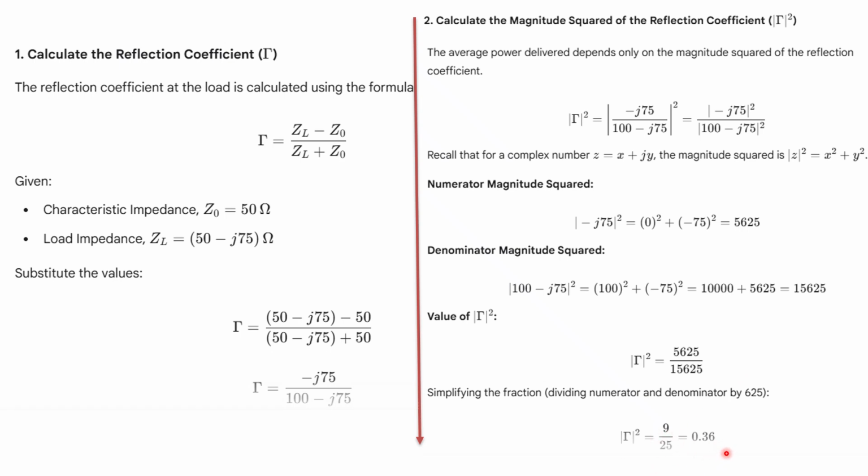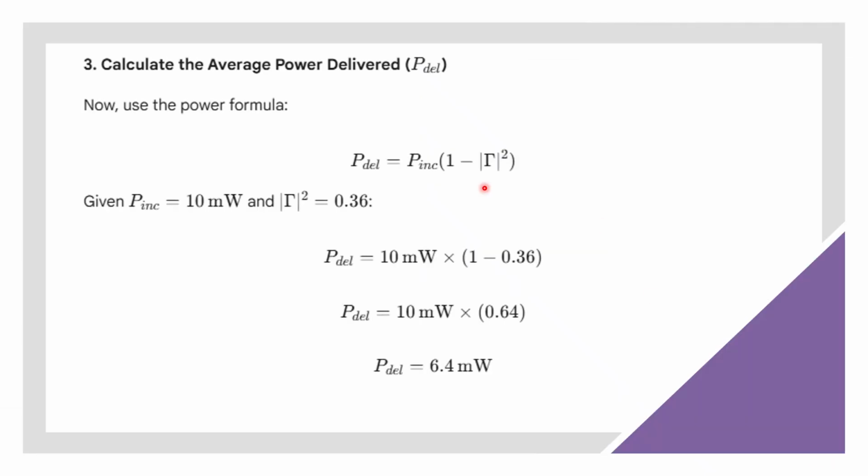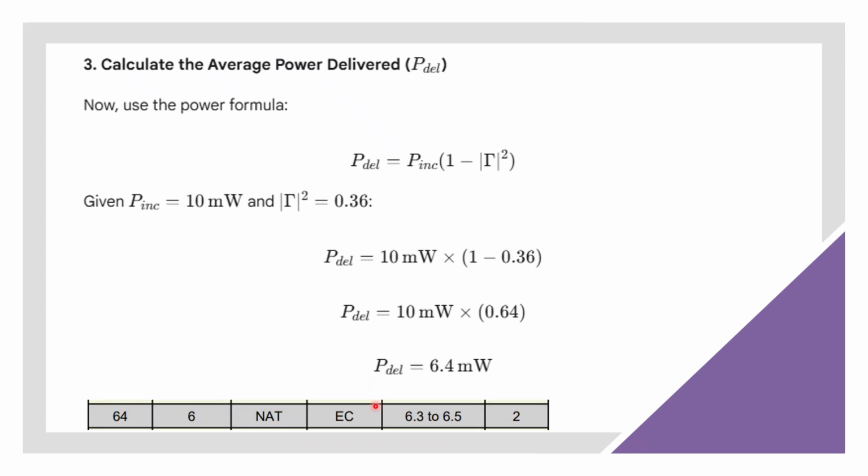Since tau, the reflection coefficient, is 0.36, that tells how much power is reflected back, and the remaining will be transmitted. So how much remains? P incident times 1 minus tau squared, and the remainder is 6.4 milliwatt. As per the answer key provided by IIT Roorkee, your answer should lie in the range of 6.3 to 6.5, and we exactly got the value 6.4, right? This is a 2 marks question. So that's all about this question.